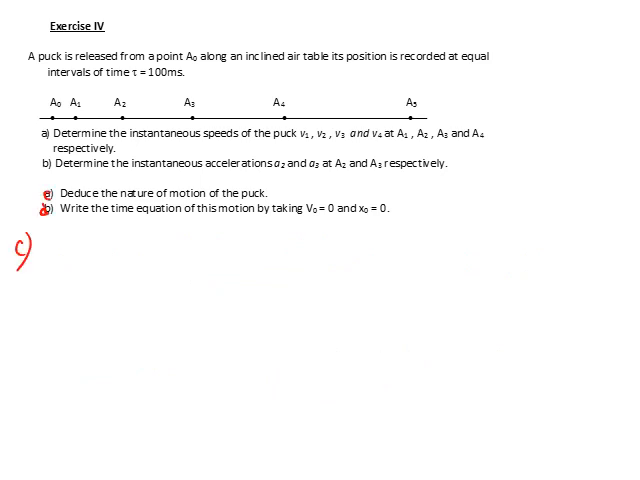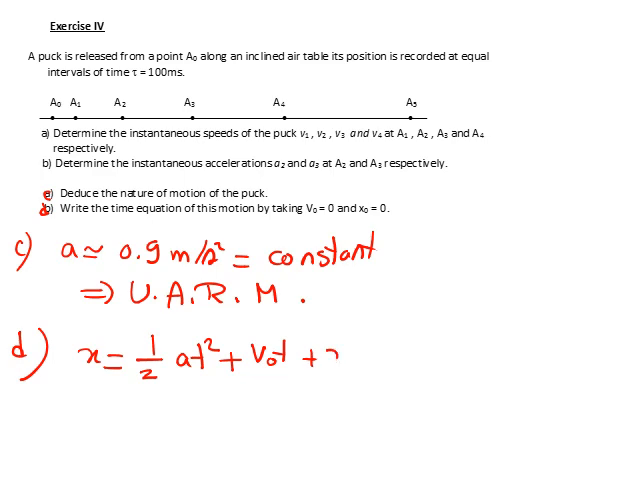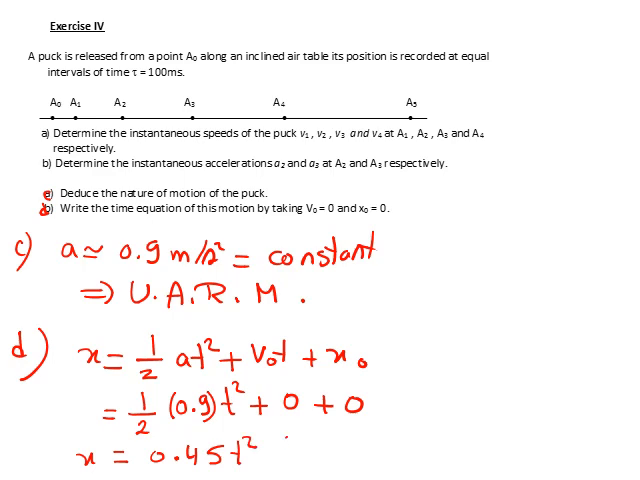Part C. Deduce the nature of the motion of the puck. Acceleration is approximately constant. So the motion is uniformly accelerated rectilinear motion. D. Write the time equation of the motion by taking v0 equals 0 and x0 equals 0. Time equation: x equals half a t square plus v0 t plus x0, equals half a, which is approximately 0.9, t square plus 0, so x equals 0.45 t square. The unit is meter.